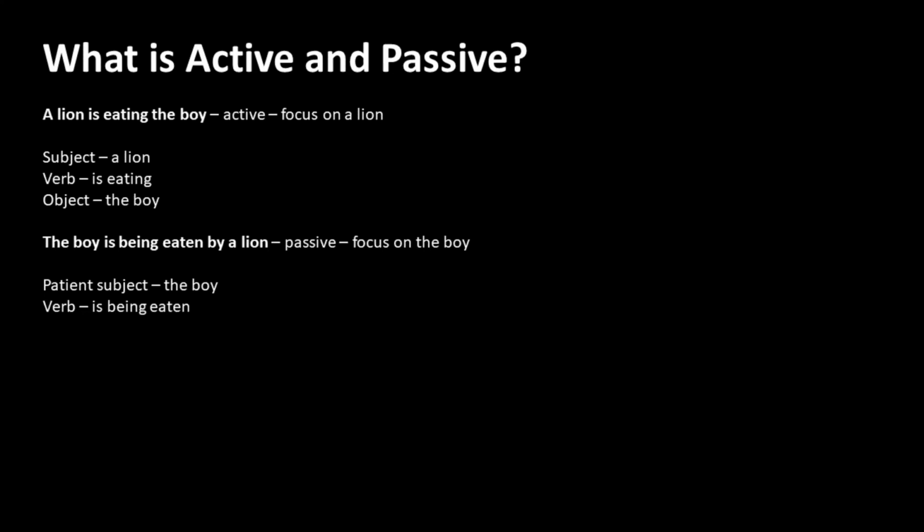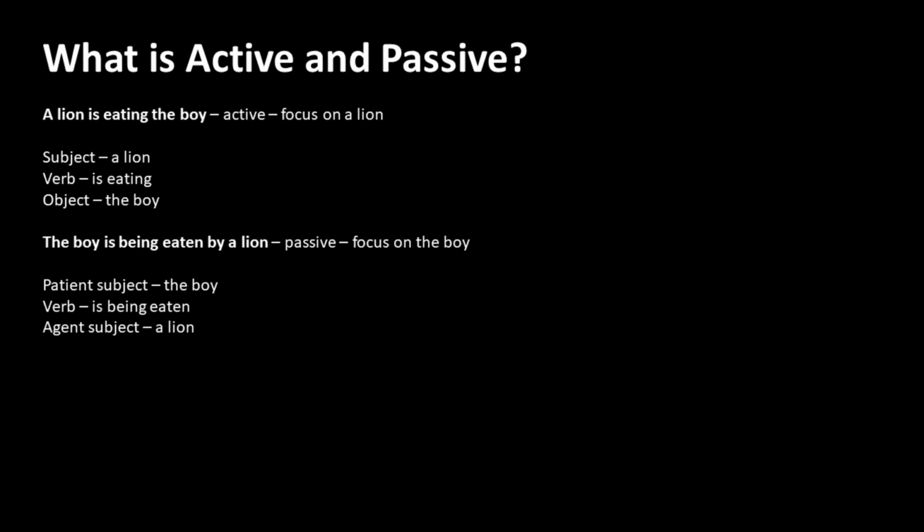The verb is being eaten. I'll say nothing about the verb. English verbs are English verbs. Then we have the agent subject, a lion. Here, in the formal sense, the lion is not the subject of the sentence. Skipping ahead, in the Latin version of this statement, the lion would be in the ablative case.